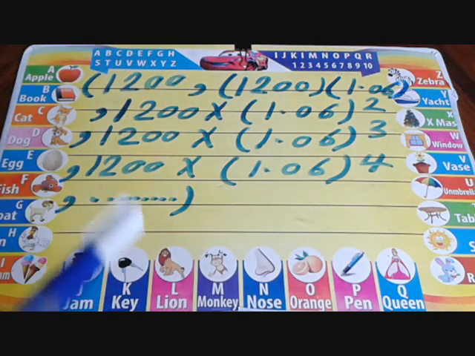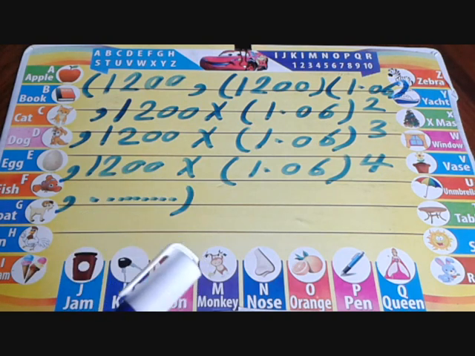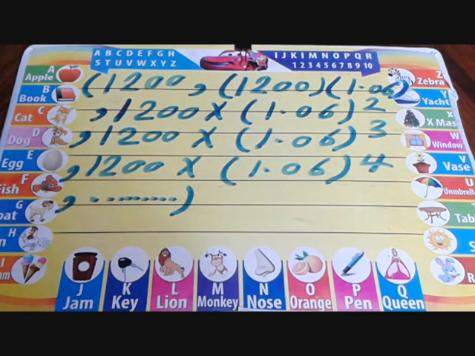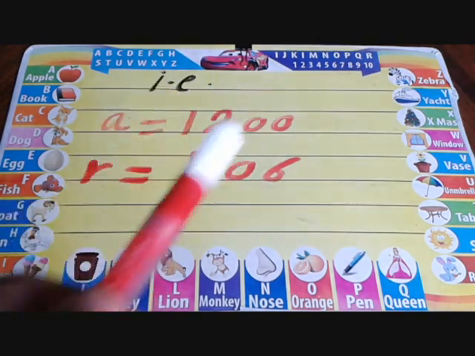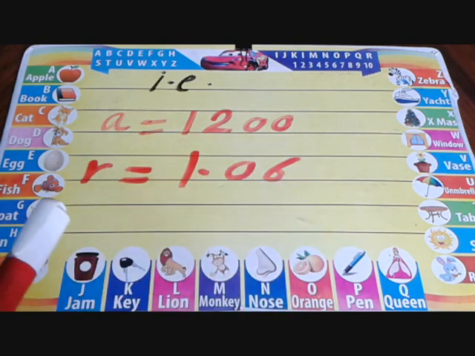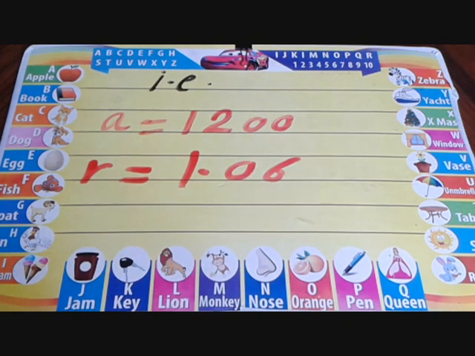Write this part now in your notebook because we will need it to understand the following step. Every step depends on the previous. It implies A equals 1,200, R equals 1.06. And now, what is the salary after 6 years? We will see now.